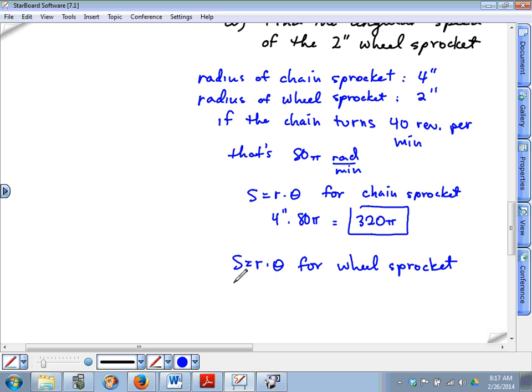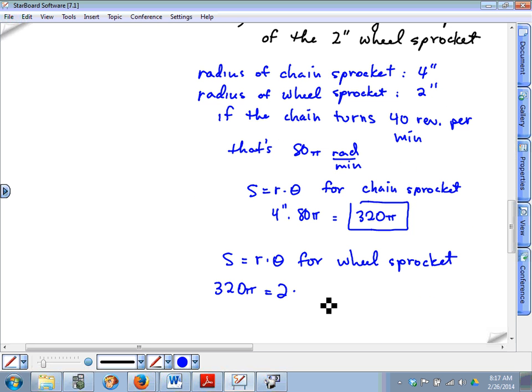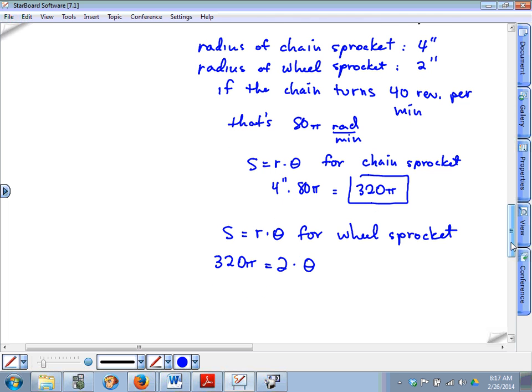So S equals radius times theta. We're going to use the same arc length, 320 pi. And what was the radius for that little guy? 2 inches times some unknown radian there. Divide it by 2. And what do we get there? 160 pi.